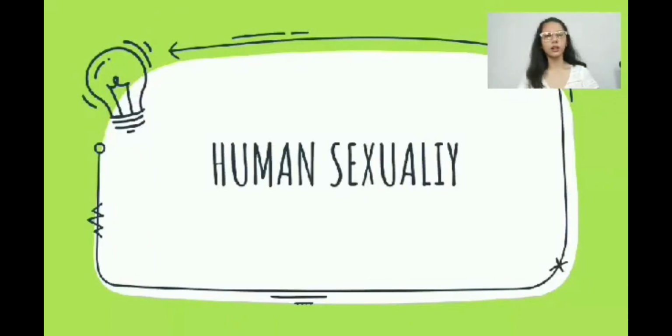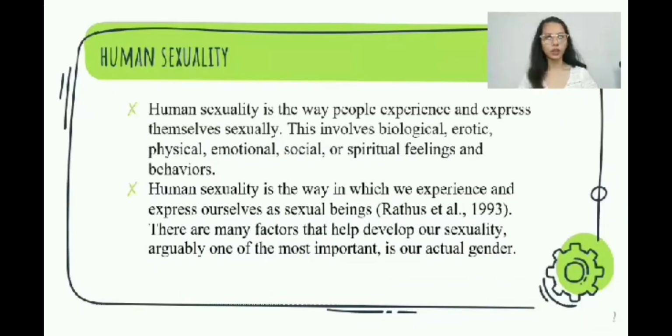Human sexuality. First, let us talk about the definition of human sexuality. Human sexuality is the way people experience and express themselves sexually. This involves biological, erotic, physical, emotional, social, or spiritual feelings and behaviors. According to Rathus et al., 1993, human sexuality is the way in which we experience and express ourselves as sexual beings.